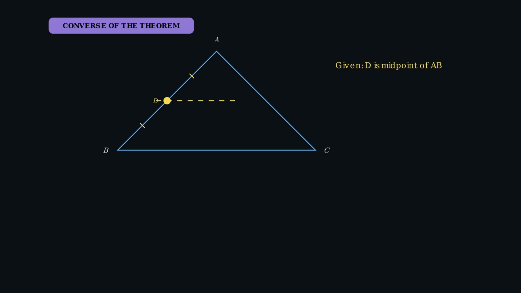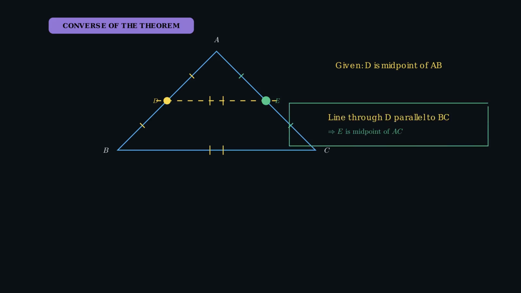The converse of the midpoint theorem. The theorem also works in reverse. If you know only that D is the midpoint of AB, and you draw a line through D that is parallel to BC, then that line must hit the other side AC exactly at its midpoint, which is point E. The converse is just as powerful as the original theorem. Both directions together form an if and only if relationship between midpoints and the parallel condition.